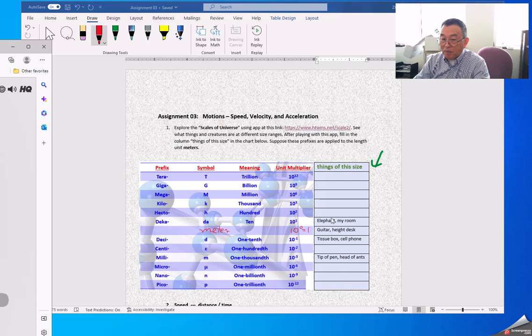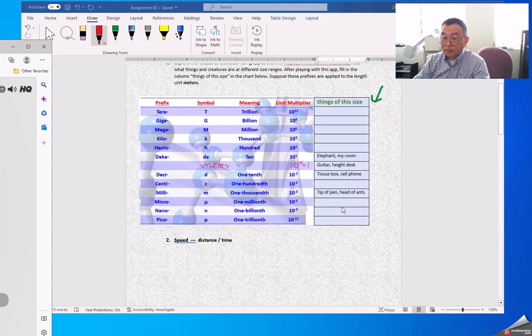Then nanometer, and so on. What things are inside? Fill this one in. So that's question number 1. Basically, get familiar with the prefixes and what they actually mean in the real world, in length at least.